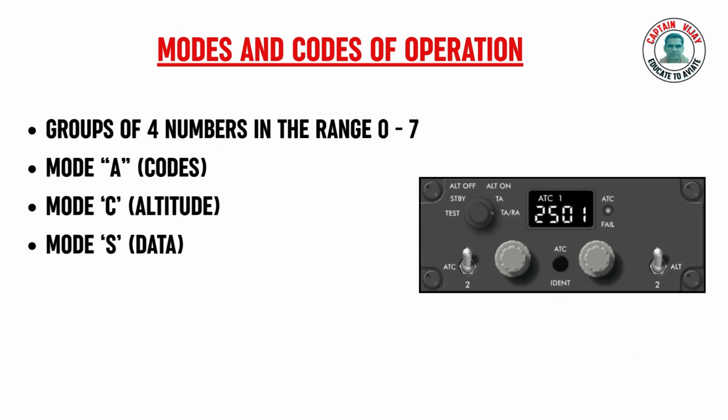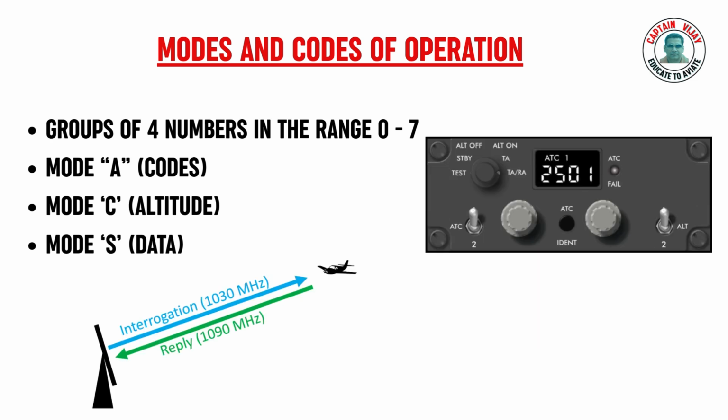Transponder code. Transponder code consists of 4 numbers in the range of 0 to 7. Digits 8 and 9 are not available for selection. The ground station, that is the interrogator of secondary surveillance radar, transmits a coded signal that prompts the aircraft transponder to reply at a frequency of 1090 MHz. The response from aircraft will be mode Alpha code and height information also if mode Charlie is selected on.